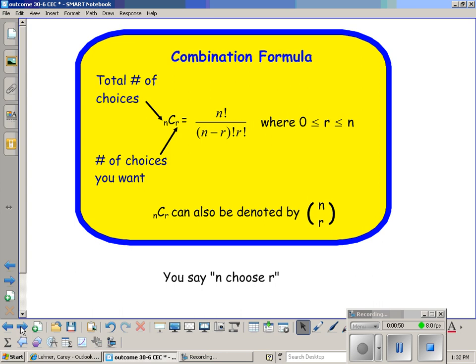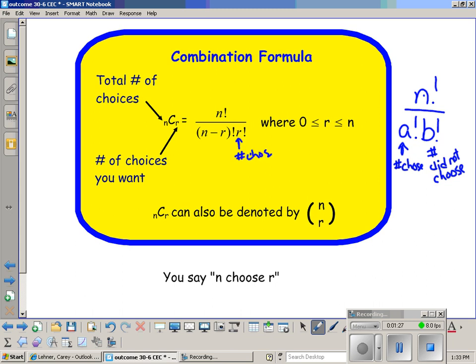What it's equal to is n factorial, so your total number of choices factorial, divided by n minus r factorial times r factorial. And that should make sense. If you think back to when we did the explore, we were using n factorial over a factorial, b factorial. And a, we said, was the number that we chose, and b was the number we did not choose. Those two values add together to give you your n. So in this case, r is the number we're choosing, and n minus r is the number we are not choosing.